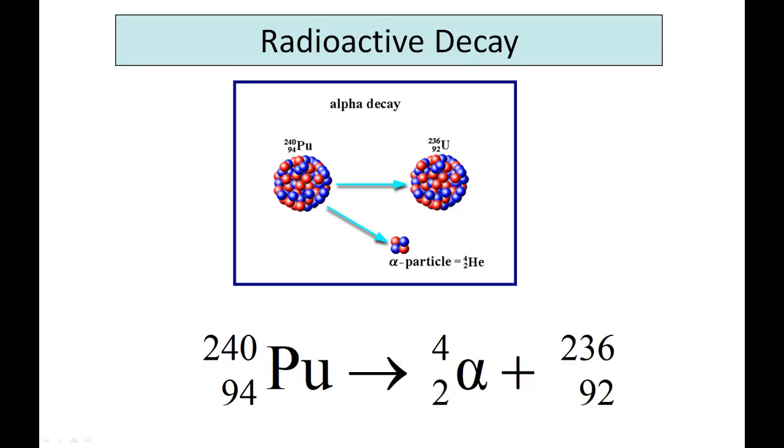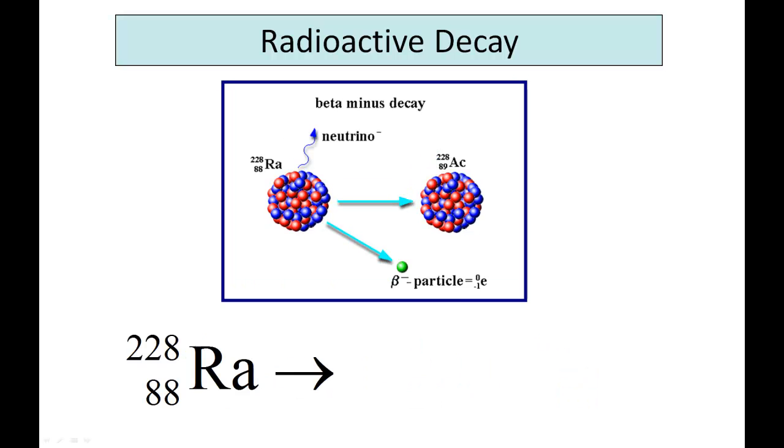Since we've lost 2 protons from our original nucleus, we now only have 92 in our nucleus. That cannot be considered plutonium anymore and is now considered uranium.